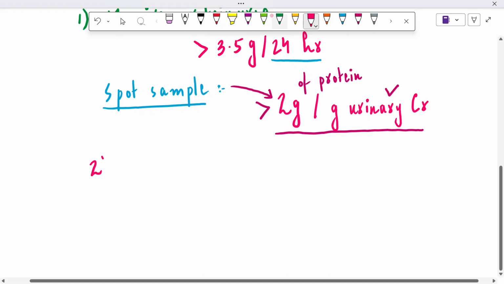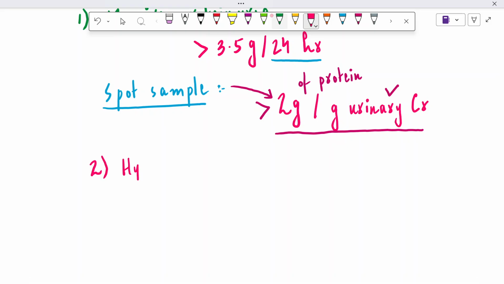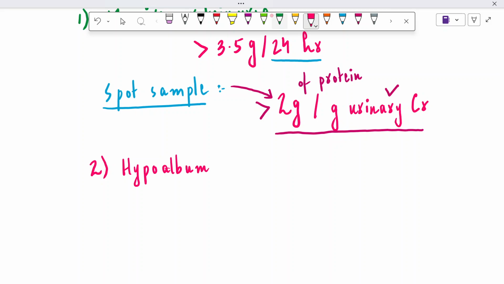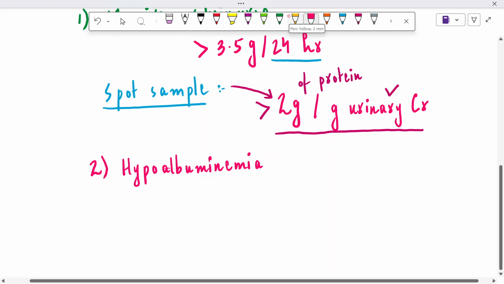Next, first of all, we have discussed massive proteinuria. The second is hypoalbuminemia. It means that the serum albumin is going to be decreased. Why is that so? Because the albumin is lost into the urine. So why wouldn't the serum albumin be low?